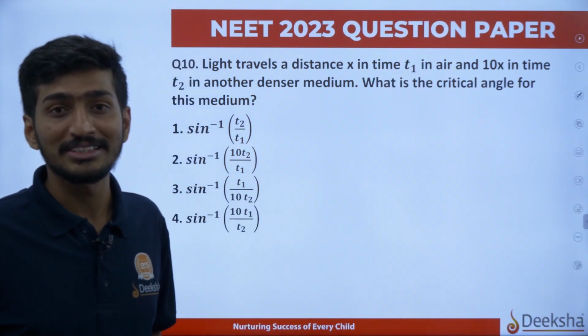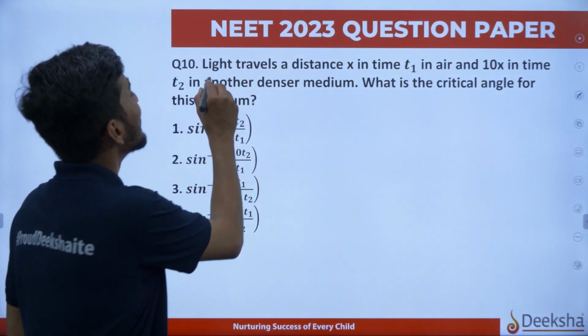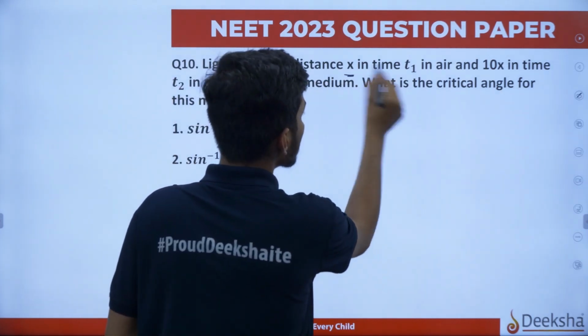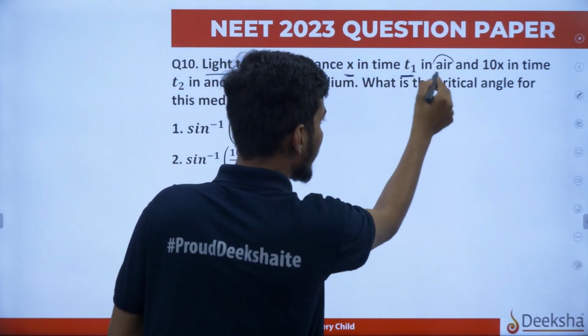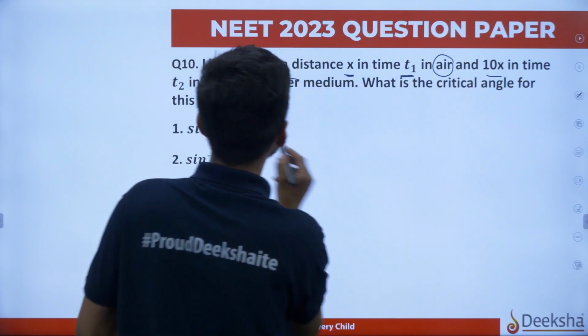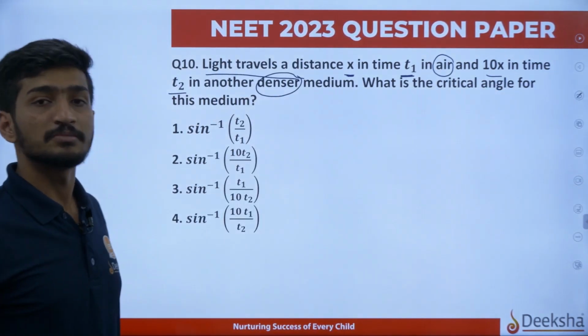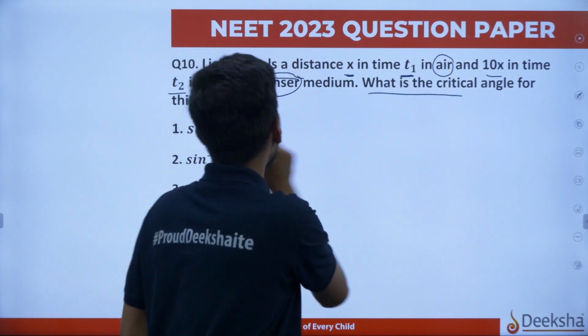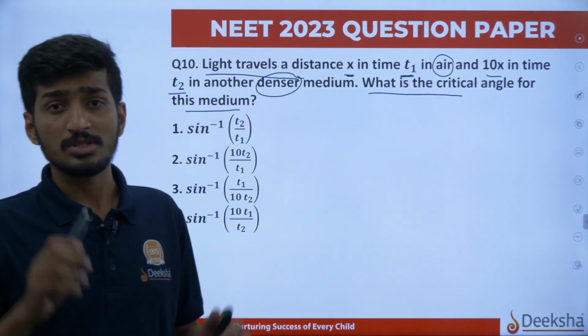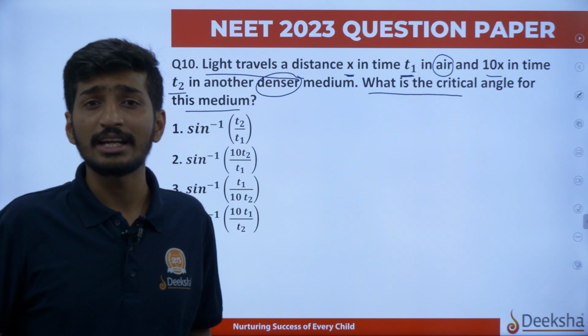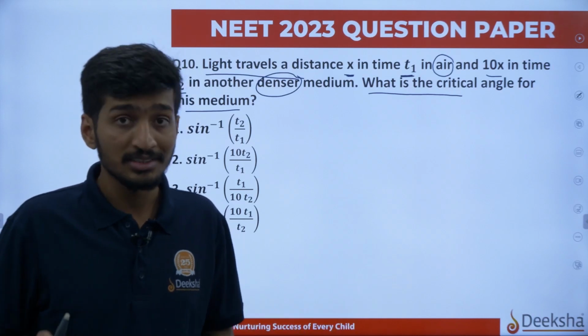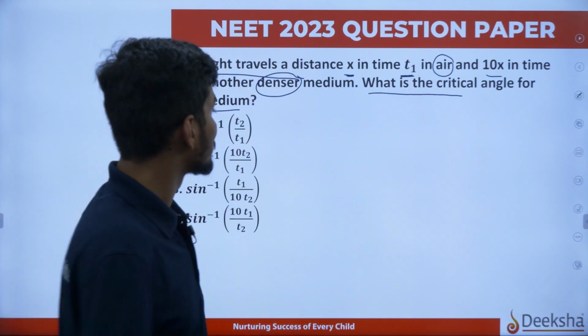Let's look at this question. This question is from ray optics. Let's see what the question says. Light travels a distance of x in time t1 in air and then 10x in t2 in another denser medium. What is the critical angle for this medium? Now some of you might already directly know the formula of critical angle or what critical angle is, but if you don't know, follow me.